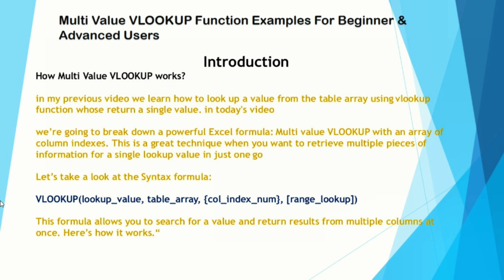This is a great technique when you want to retrieve multiple pieces of information for a single lookup value in just one go. Let's take a look at the syntax of the formula: VLOOKUP, lookup value, table array, and next the column index number, where we will provide the array, and then the range lookup. This formula allows us to search for a value and return results from multiple columns at once. Let's see how it works.